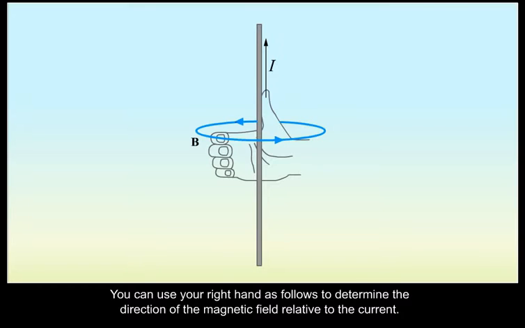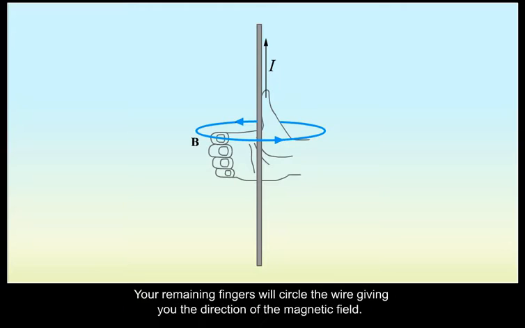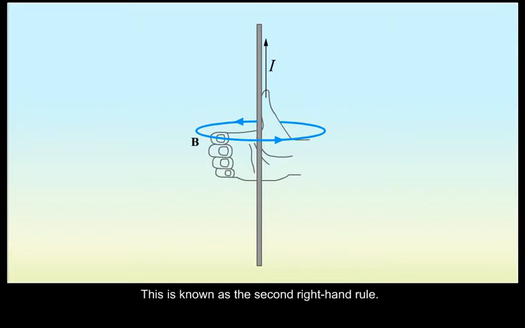You can use your right hand as follows to determine the direction of the magnetic field relative to the current. Imagine grasping the wire with your right hand, with your thumb pointing in the direction of the current. Your remaining fingers will circle the wire, giving you the direction of the magnetic field. This is known as the second right-hand rule.